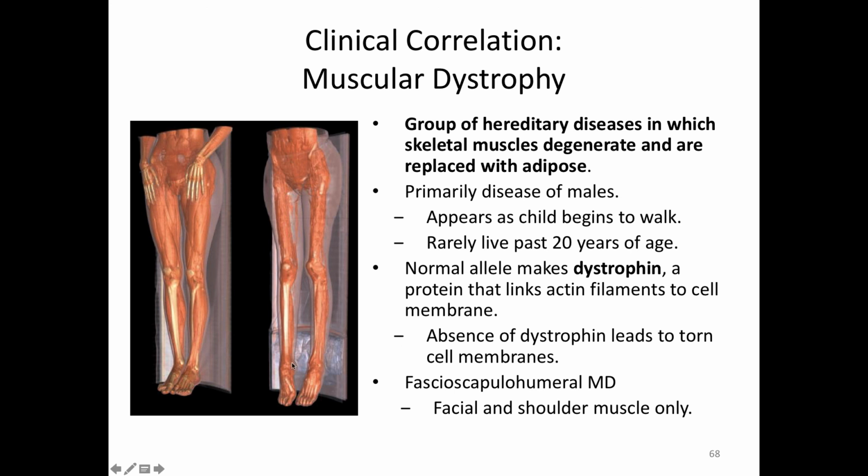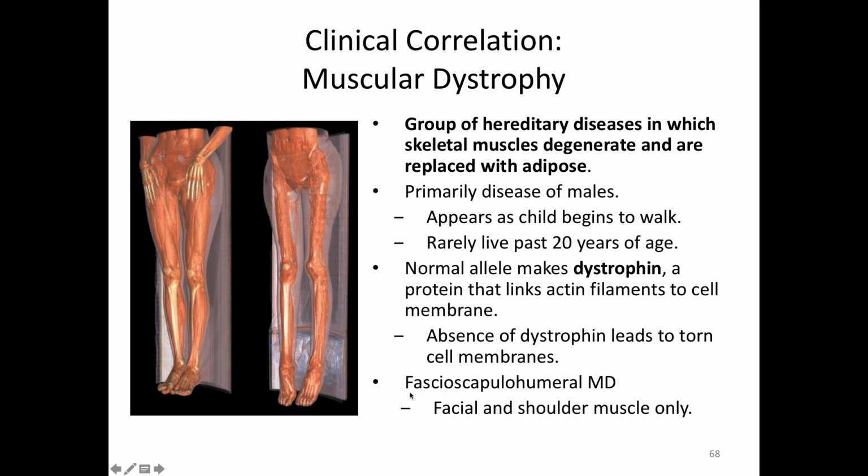So you can see the muscle density in this individual is much diminished compared to the muscle density in this healthy individual. One of the first signs of muscular dystrophy is the toes begin to point as the calf muscles begin to constrict, and that's why it usually appears as a child begins to walk. So your kid either doesn't walk or walks normally for a little bit and then begins to walk on their tippy toes as this process occurs. So these individuals rarely live past 20 years of age. It's a very sad disease, and it's really challenging for families.